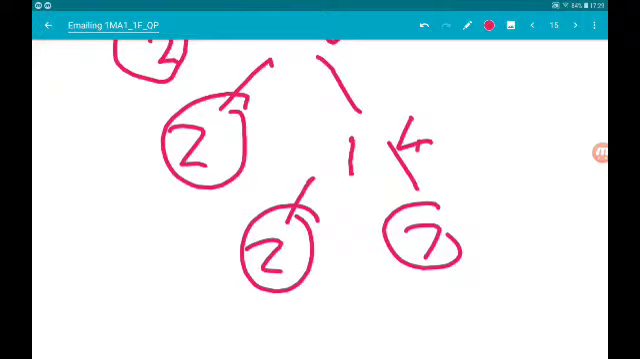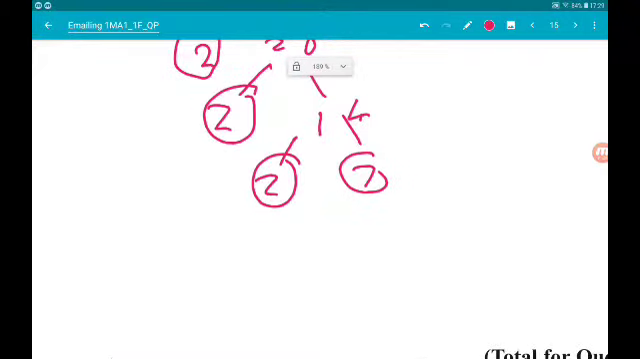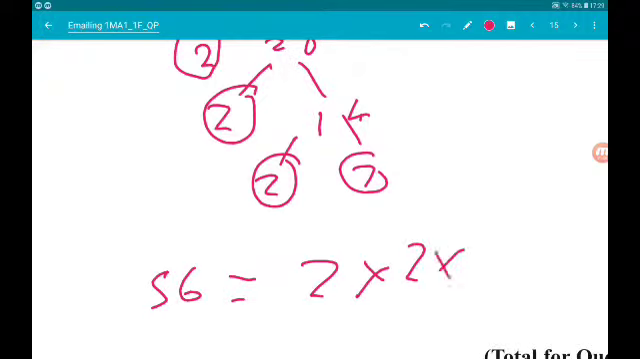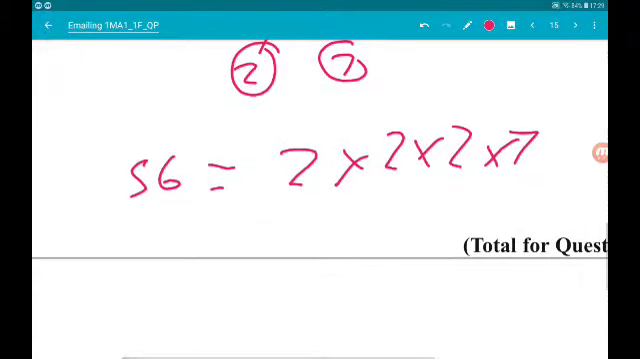7 is prime. So now what we do is we say 56 is equal to 2 times 2 times 2 times 7. Now for this question, that would be fine if they asked for it in index form. We would need to sharpen it up and write that as 2 cubed times 7. Cool.